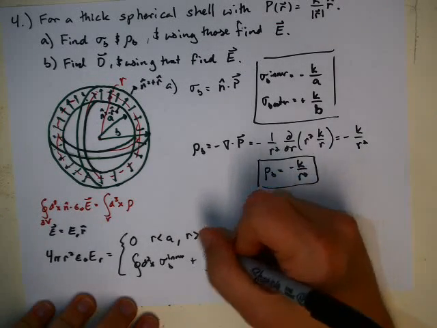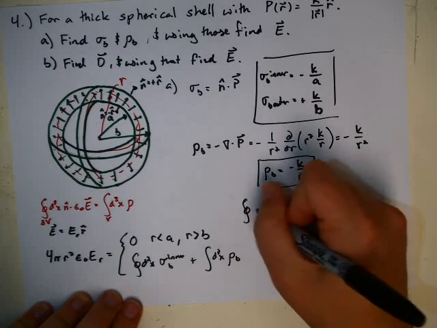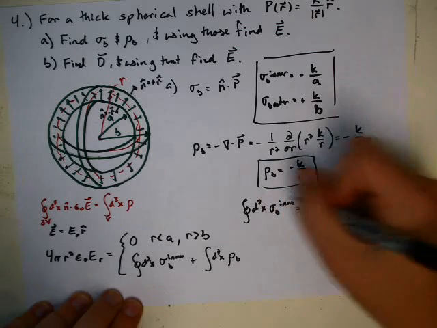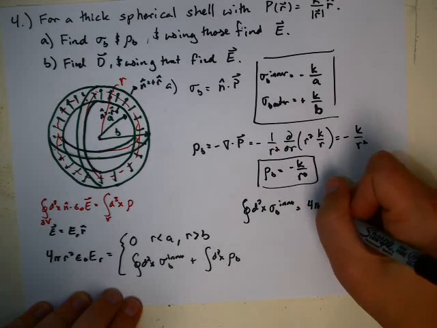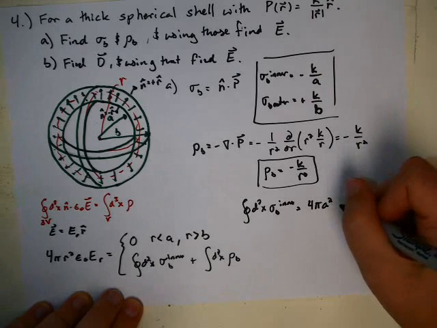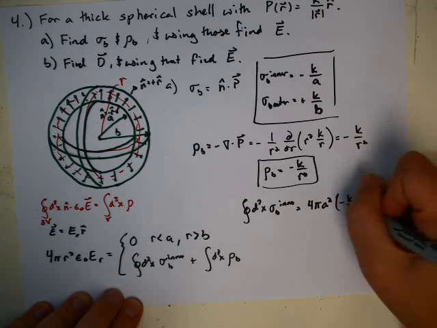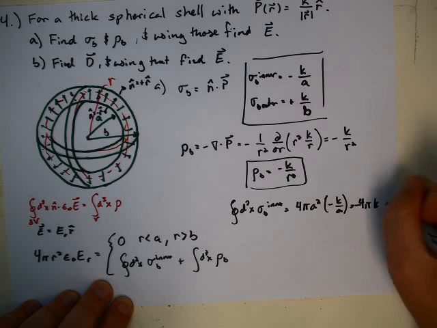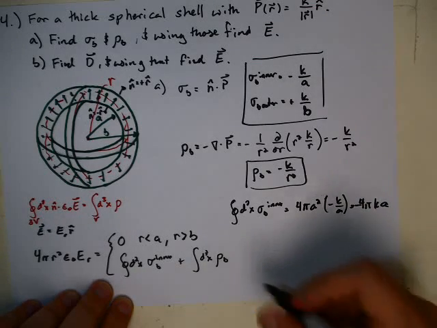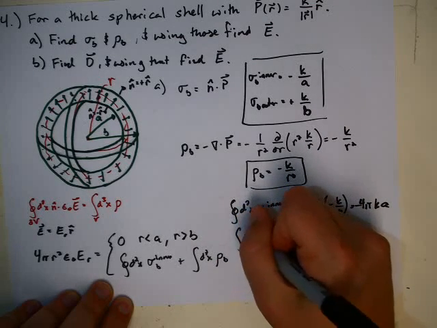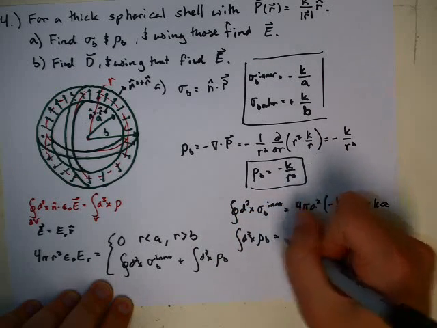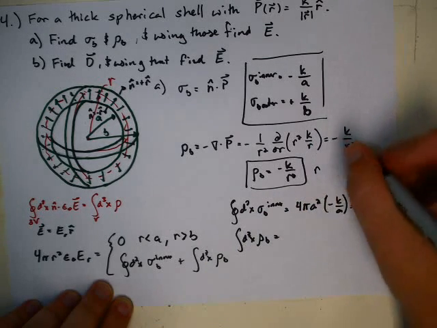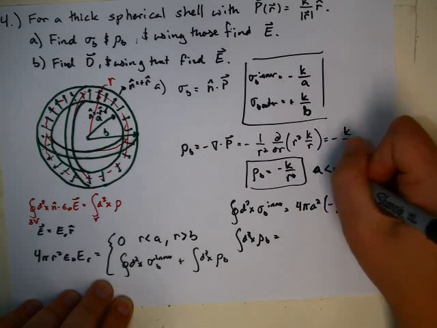And so simply evaluating those, the integral d^2x of sigma_b inner is going to be 4 pi a squared times minus k over a. So this is minus 4 pi k a. There we go. This one, the integral d^3x of rho_b, is only for a less than r less than b, right?